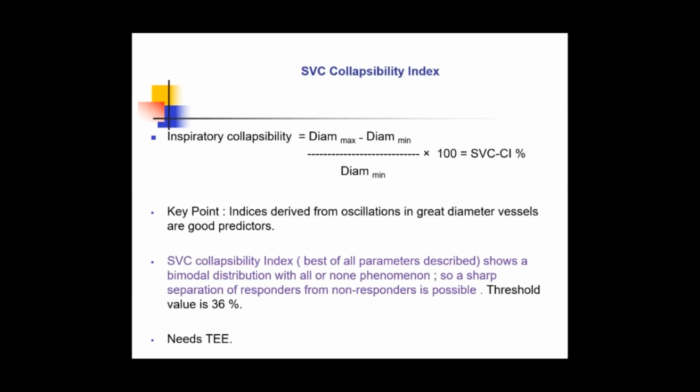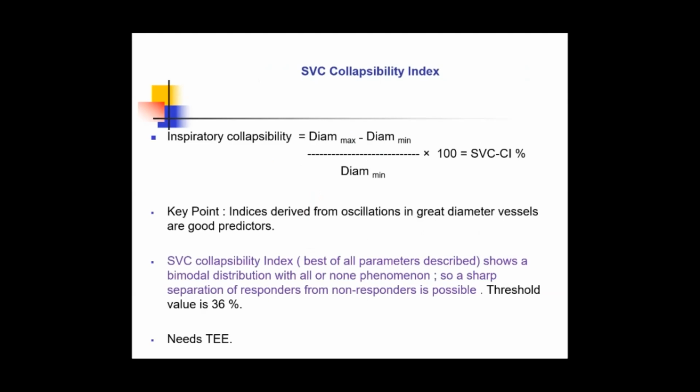The key point for great vessel oscillations is that indices derived from oscillations in great diameter vessels are considered to be very good predictors because they are very obvious. The changes are very obvious, right? And in fact, the SVC Collapsibility Index is considered to be the best of all parameters described.